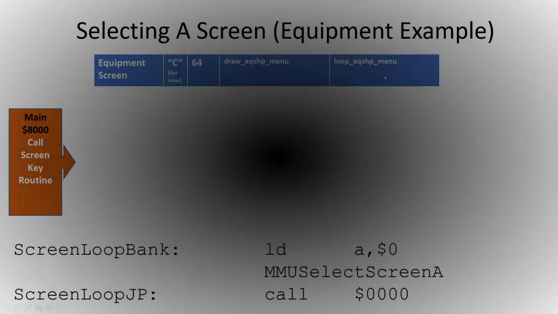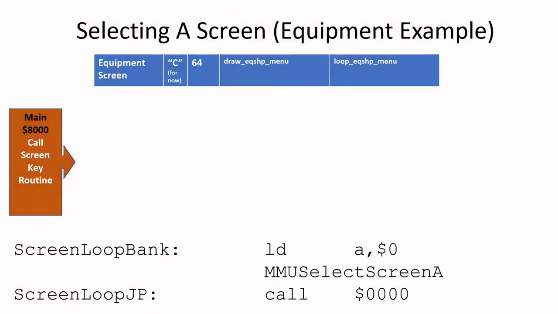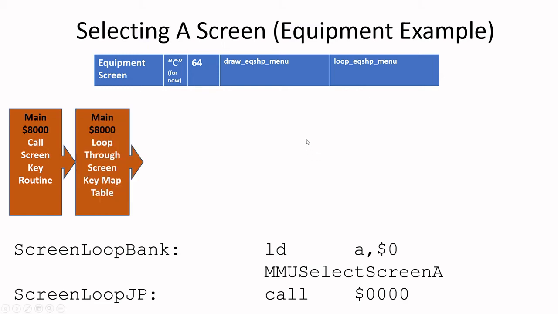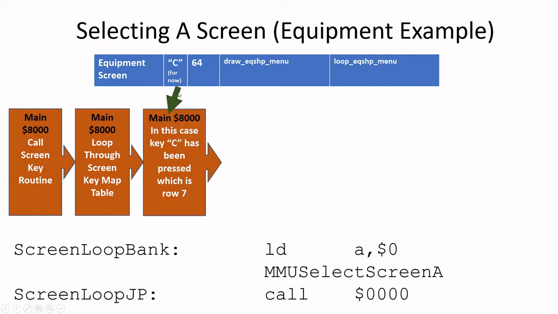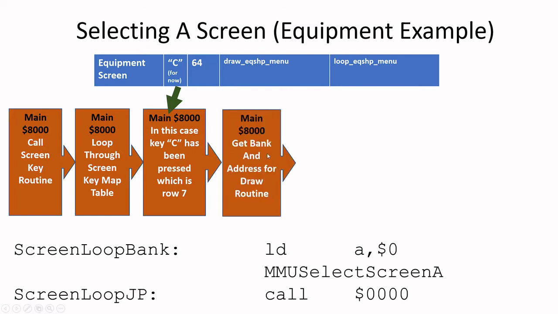Now look at selecting a screen. This example is the equipment screen. So initially in the main routine, I call the screen key routine. That will then loop through all of the screen keys in the screen key map table. And the example here is we've pressed the letter C, in this case, which is row 7 on that table.